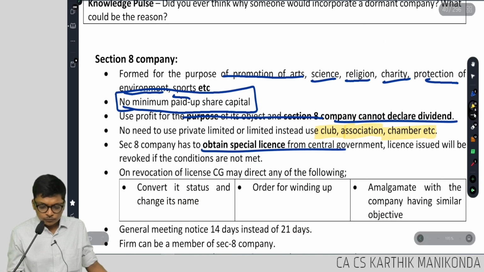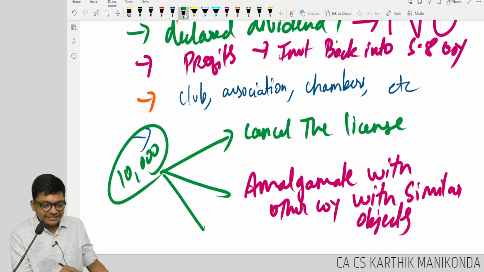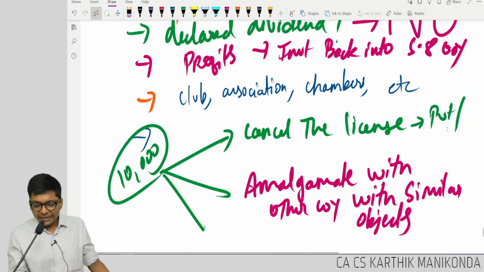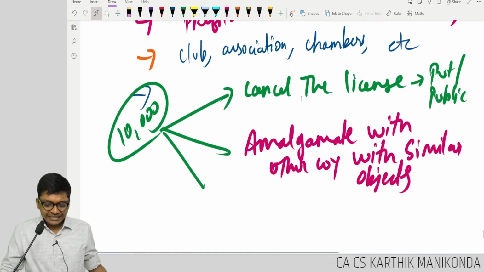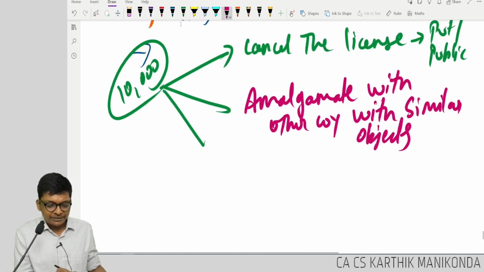One is convert its status and change its name. That only is this one. Cancel the license and convert to a private or public company. Second is amalgamate some other company with similar objects. Third one is what, guys?